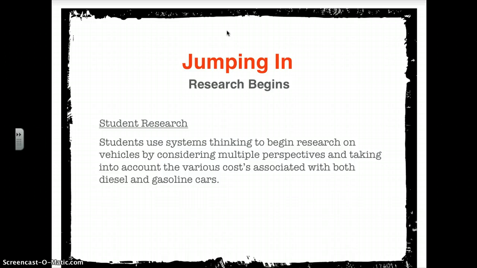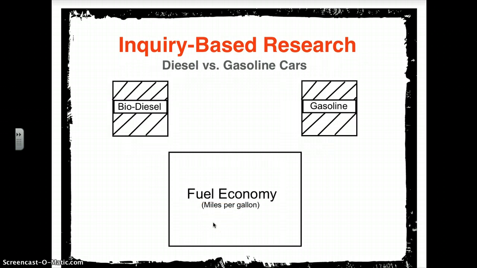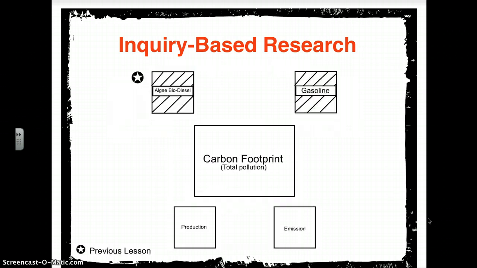Right after the students are posed with the problem, they're going to start researching. So students will use systems thinking to begin their research on vehicles by considering multiple perspectives and taking into account the various costs that are associated with both diesel and gasoline cars. So first they'll be looking at the car cost from the perspective of biodiesel and gasoline. So they'll be comparing the cost of cars for each. They'll do the same for the fuel economy, where they'll take the perspective of biodiesel and gasoline and compare which car is better miles per gallon.